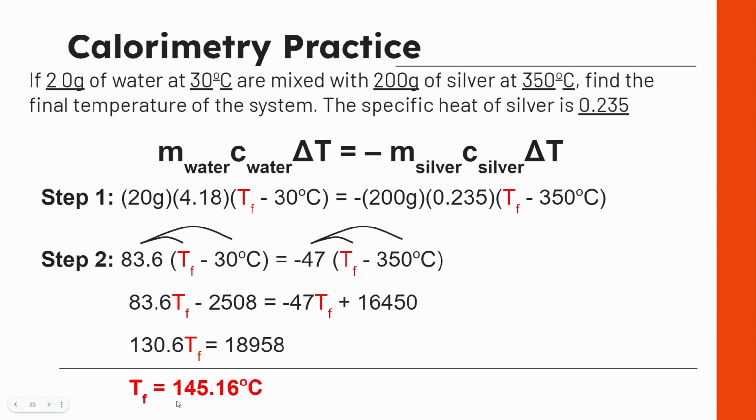So just as an overview, what I have done is I have taken the Q of water, which is equal to mc delta T of water, and assumed that the negative Q of silver would be the same, so it would be equal to the negative mc delta T, plugged in my values, and simply solved for the final temperature. And you can do this to solve for any of the variables that you're missing.